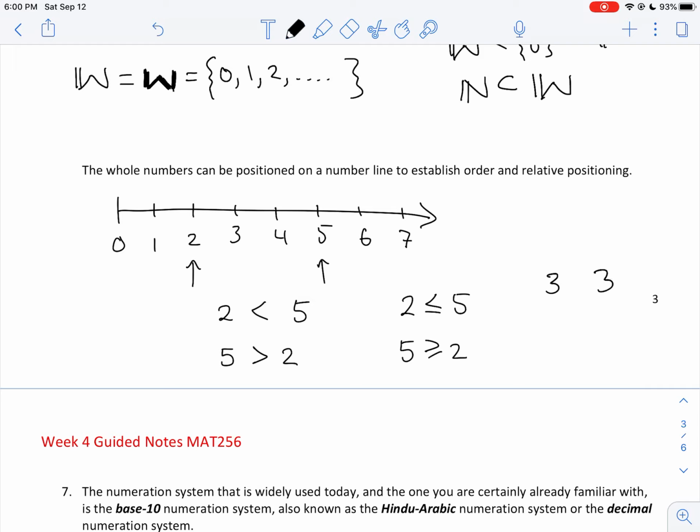If you compared 3 and 3, technically you could say this is a true statement because 3 is less than or equal to 3. It's better to say this though. That's more informative. This one is not as conclusive a statement as this one is, but technically both of these statements are true as well.